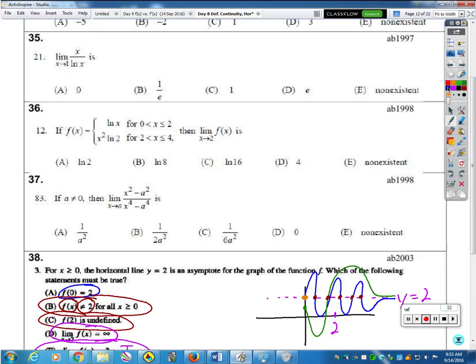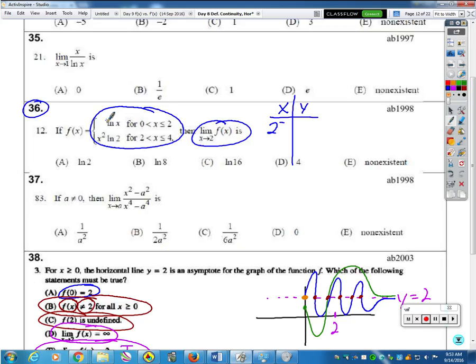Okay, 36. 36 wants us to find the limit, again, as x approaches 2. All I need to do is find the value from the left and the right. So I plug in a little less. According to this definition, that means I use the upper formula, so this becomes the natural log of a little less than 2. Okay, notice, this is not one of the natural log values that you need to memorize, so don't do anything with it, just stop. You're not expected to know what this is as a decimal, so just stop.